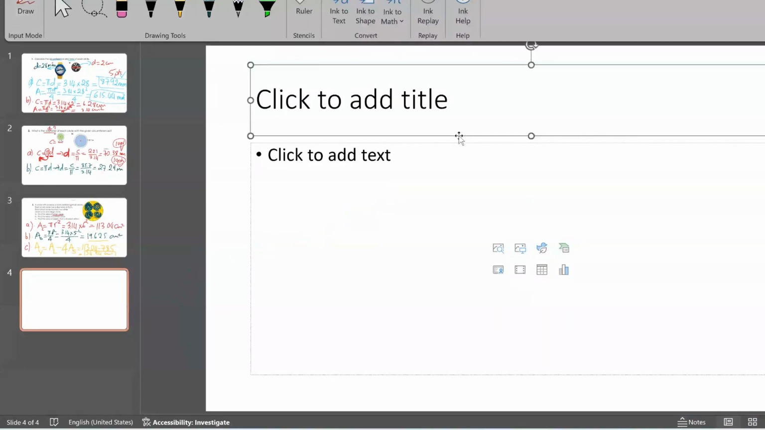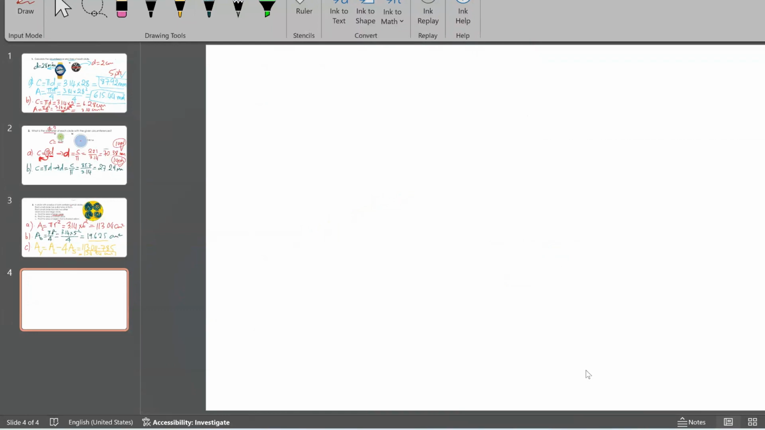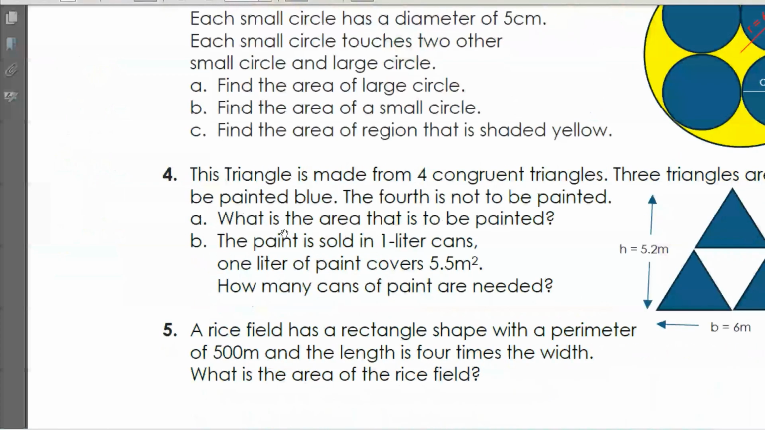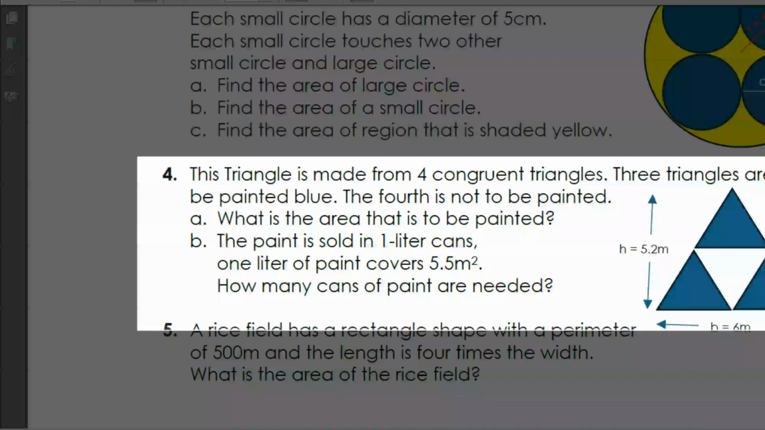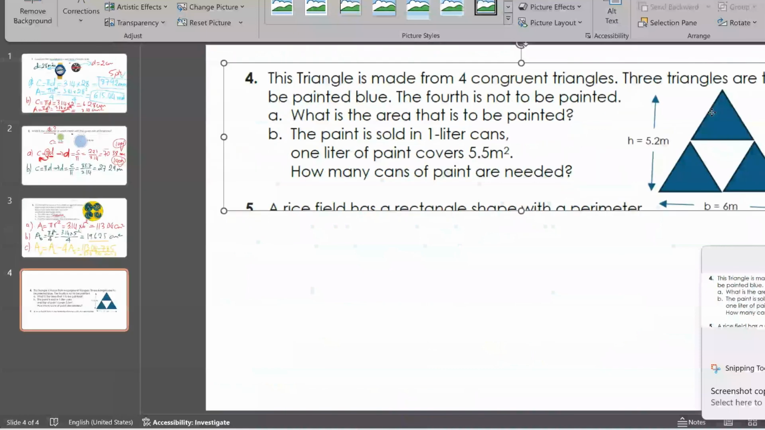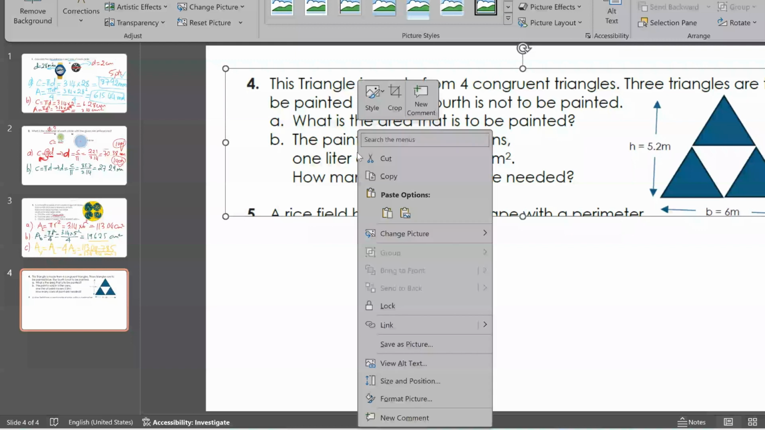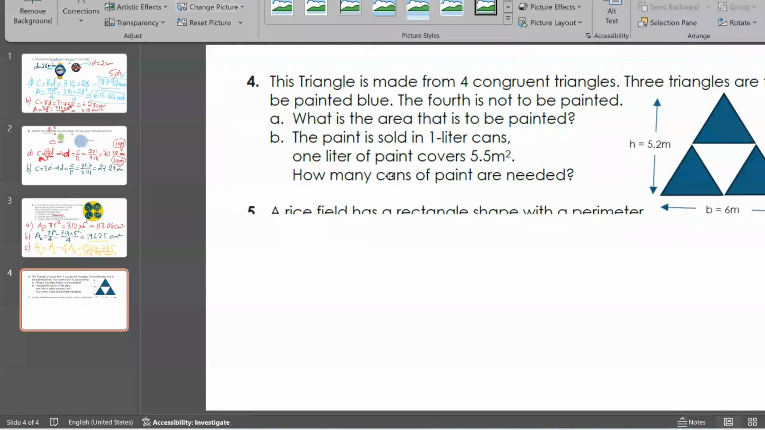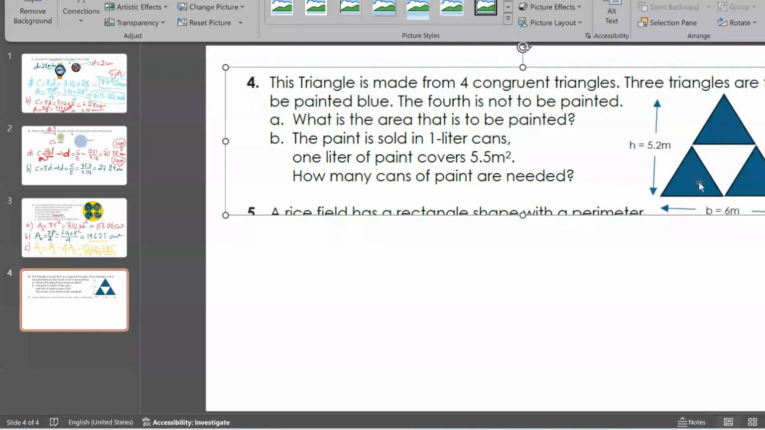Okay, so number three. Number four is somehow similar to what we did as well, with the triangle. Okay, let me crop here. This is number four. So this triangle is made of four congruent triangles. Three triangles are to be painted blue, so they're already painted blue. And the fourth one is not painted.